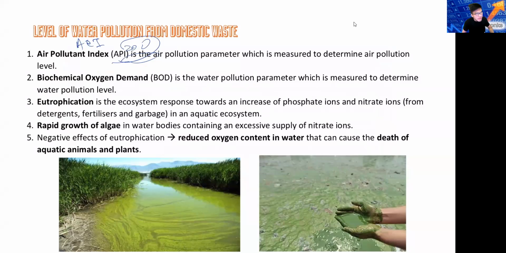Okay, so this is your API, or some people call it AQI, air quality index. Okay, so 200 is when you stop school. They have to stop you from going to school because the air quality gets really bad.